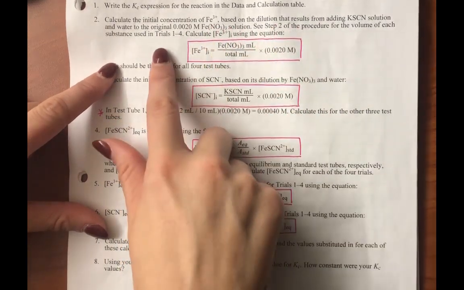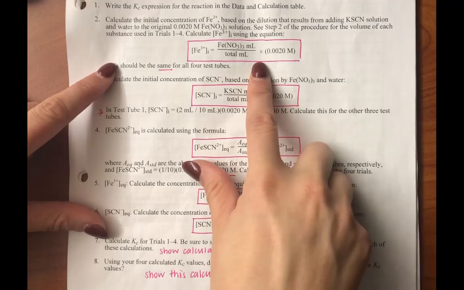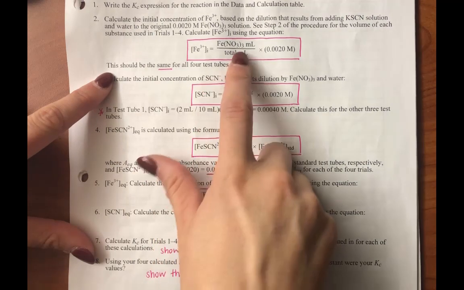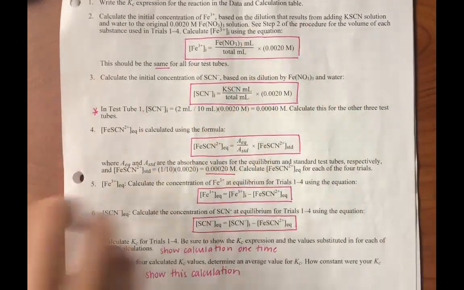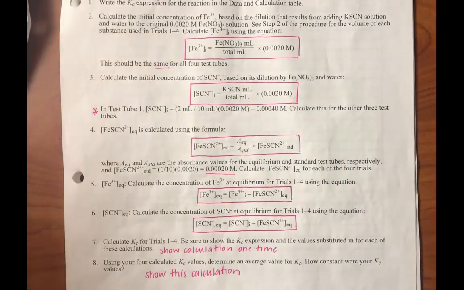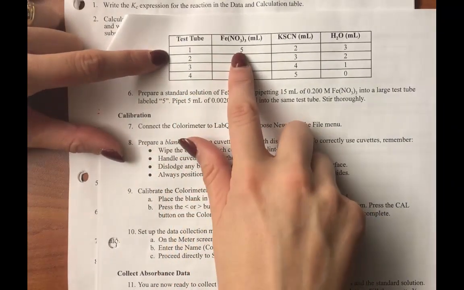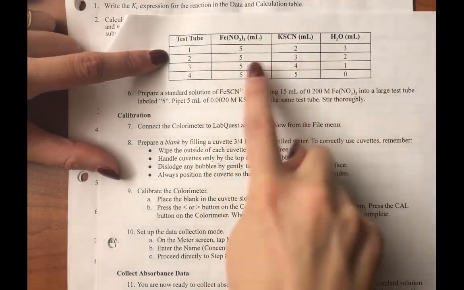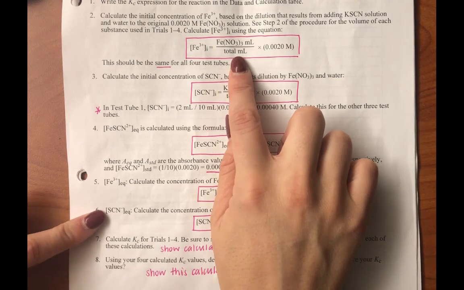So notice that I told you in here that you can calculate this initial concentration using this equation. I gave you the equation already. And right underneath, it even says this should be the same for all 4 test tubes. So to get these numbers, the iron 3 nitrate and the total volume, you're looking back at the procedure. When you're looking back at the procedure, you had different amounts that you were using based on this table in step 5. And so for test tube 1, notice that each of the 4 test tubes had 5 milliliters of iron 3 nitrate, and then the total volume when you add all of them up is always 10. So for calculation 2, you should have the same value for all 4 test tubes.